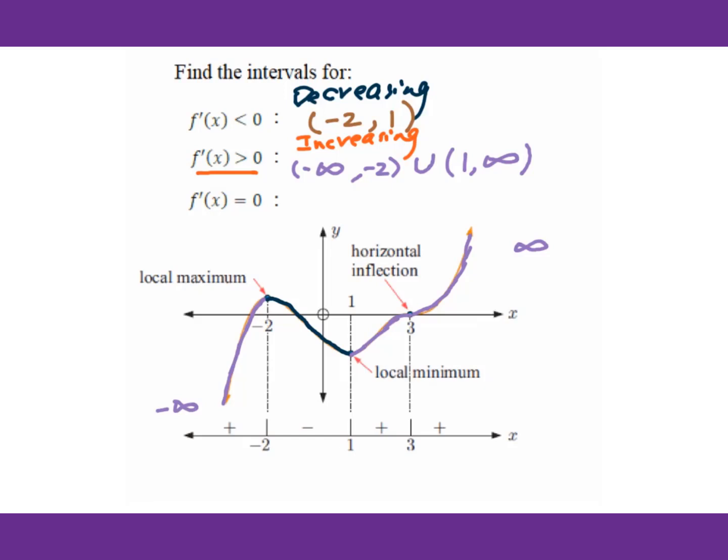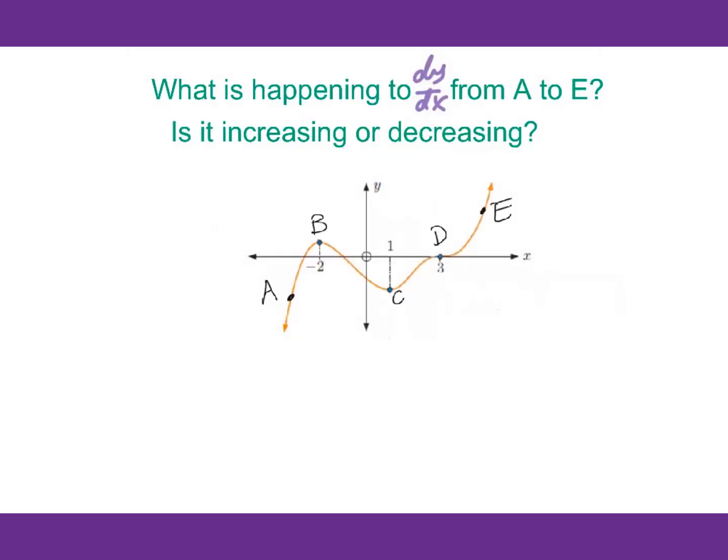At what point is the first derivative equal to 0? We know this is a local maximum point, a local minimum, and also the horizontal inflection. Therefore, we could say at x equals -2, and also 1 and 3, the first derivative equals 0.